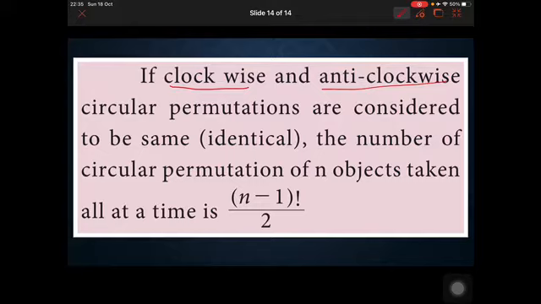But if the elements are identical, if everything looks the same, then the number of circular permutations is n minus 1 factorial divided by 2. Arranging beads, flowers, or identical toys are examples of this. When we are arranging persons, they are not always identical, but for things that are identical, while arranging them we have to use this formula, n minus 1 factorial divided by 2.